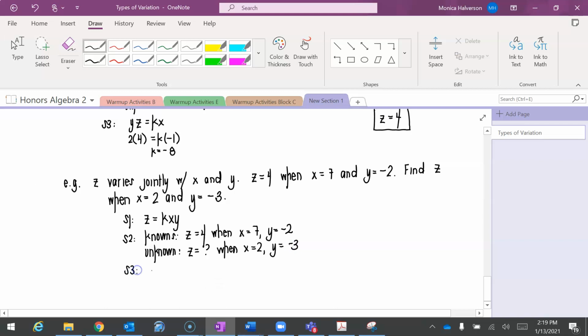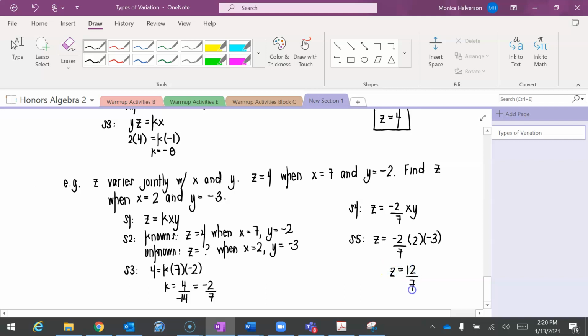So now we're going to find k using our known. And we're going to get k is equal to 4 divided by negative 14, or negative 2/7. Then we're going to plug in that k value into our function rule to solve for the unknown. So z is equal to negative 2/7 times 2 times negative 3. And we get z is equal to positive 12/7.